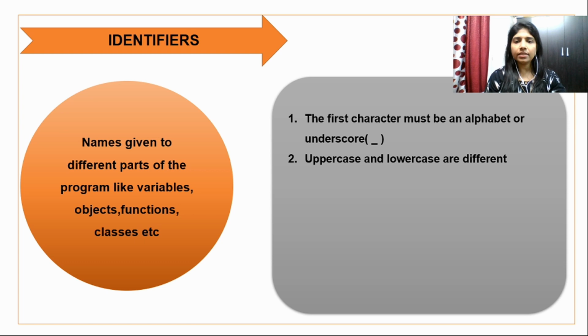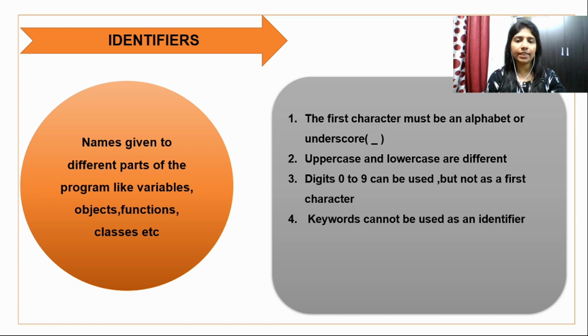And second, uppercase and lowercase are different. So if I write capital A equal to 10 and small a equal to 5, these are two different variables. So lowercase and uppercase are treated differently. Now, digits 0 to 9 can be used, but not as the first character. So digits are also permitted in a variable name, but not as the first character.